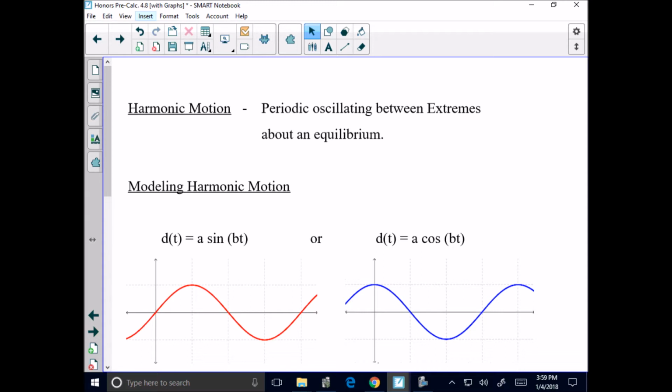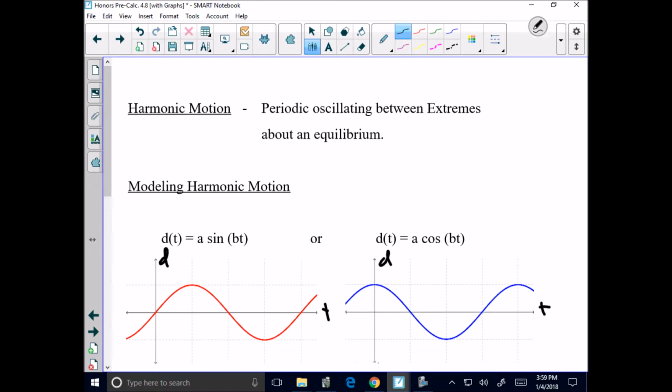Right? In general, we can see how the sine and cosine wave would help us model this kind of motion if we let the x-axis be the time axis and say that the height and the depth of the wave is going to be the distance of the object about the equilibrium or the center of the wave.